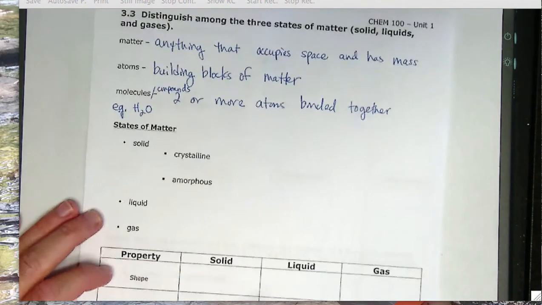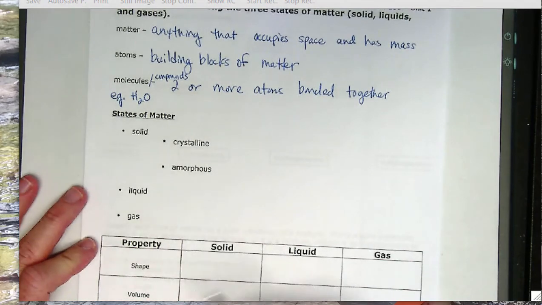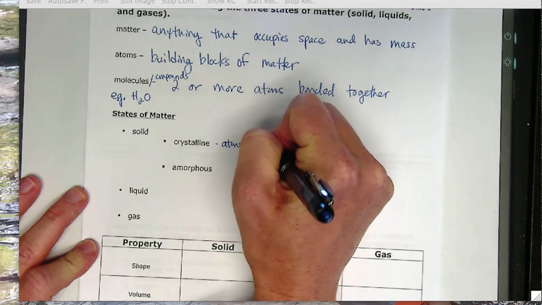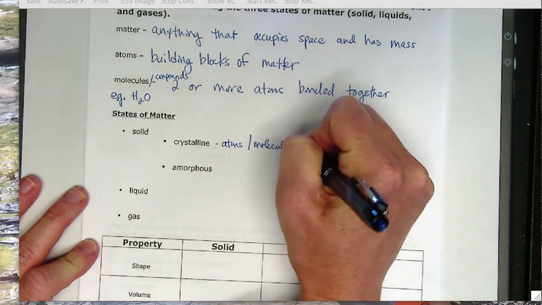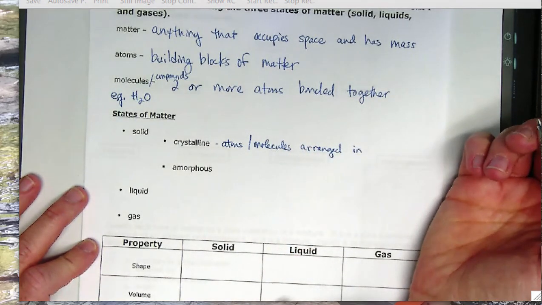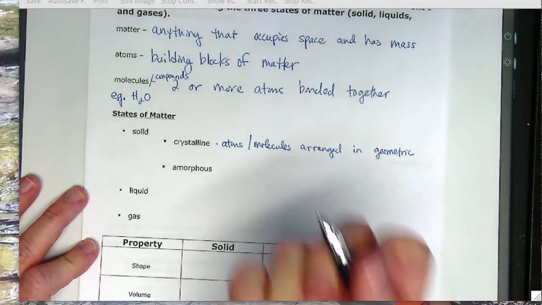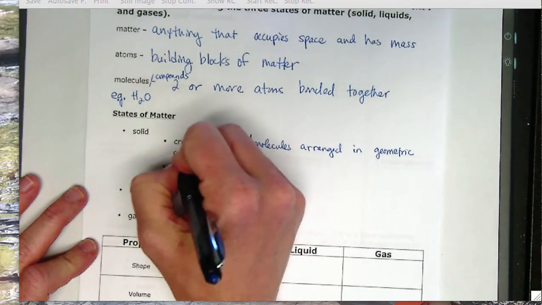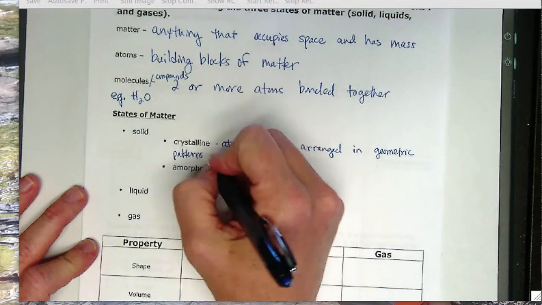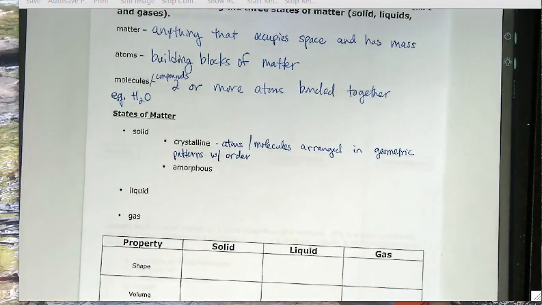Okay, so we're going to talk about solids, liquids, and gases. There are two types of solids that I want to distinguish. Crystalline solids have atoms and molecules arranged in geometric patterns with order.